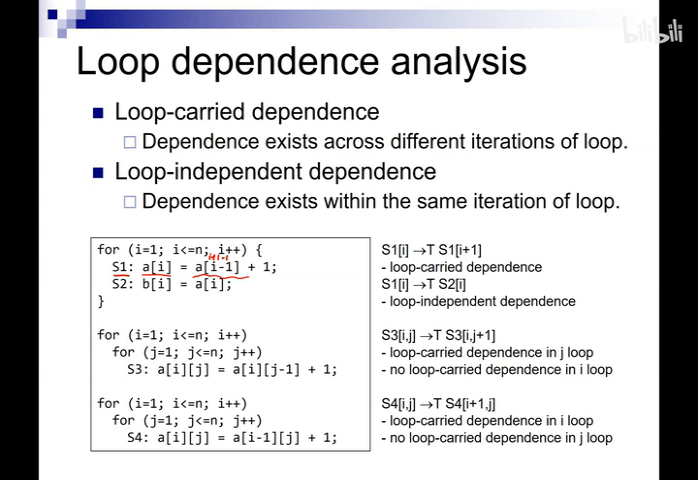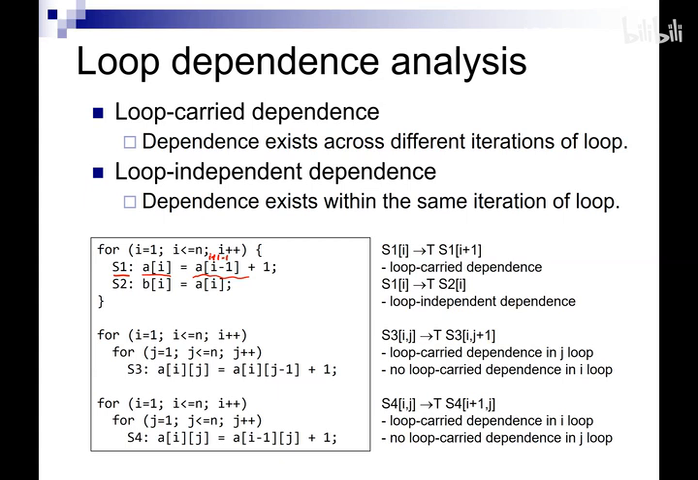Now let's do another example. In the second for loop, we have 2 loops. We have a loop carried dependence from S3 of I, j. This is talking about the execution of the statement S3 in the iteration I comma j. And there's a true dependence to the same statement, but in iteration I, j plus 1.